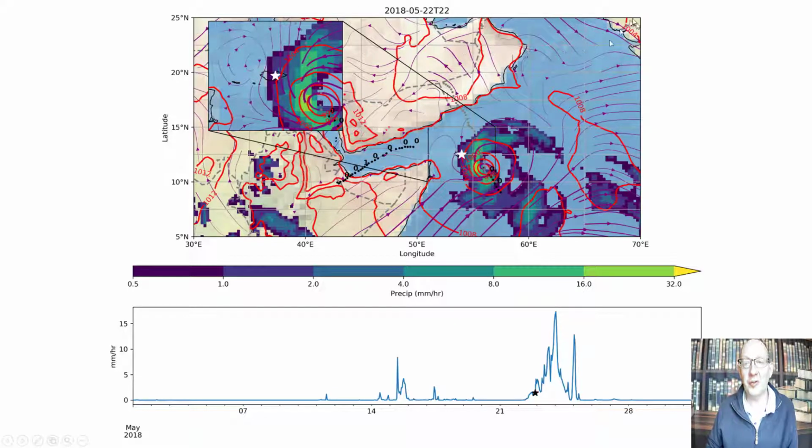So what's shown, there's two plots, and the top plot is the current timestamp. That matches the star in the bottom plot. So the star here shows where you are. If you want the exact date, it's up here. So this is the 22nd of May 2018 at 22Z.